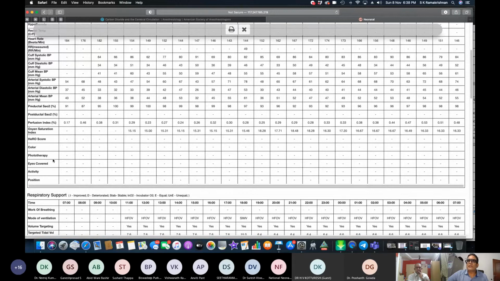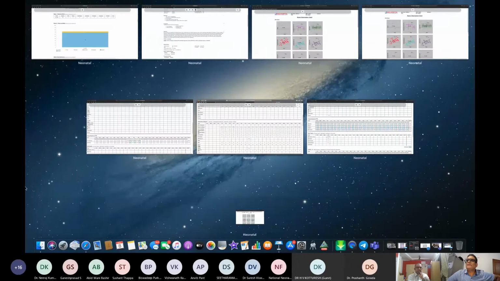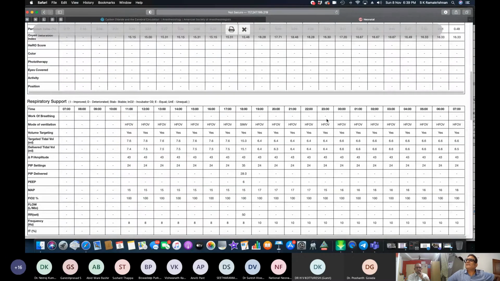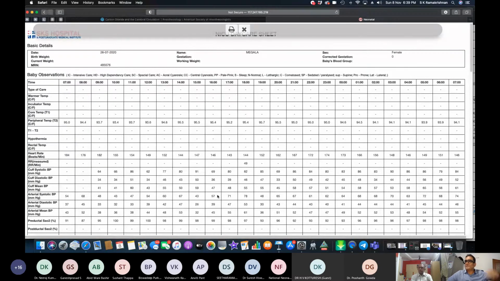We have created a formula to calculate it from the monitor, which uses the saturation instead of the partial pressure of oxygen, and you get your oxygen saturation index live here. And then this baby was on the high frequency ventilator. You can see that this baby is on HFOV. All the parameters are coming up here. So this is how easy it is.